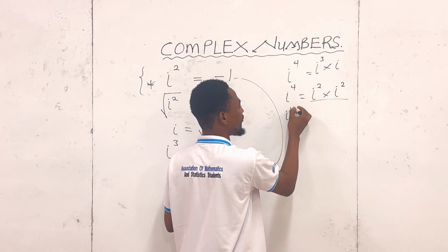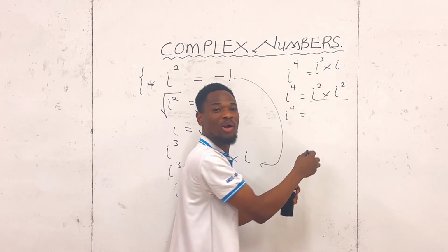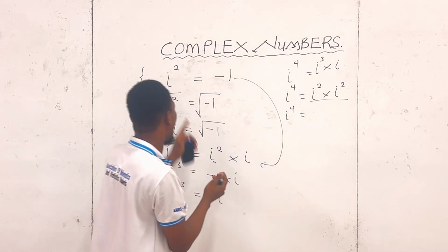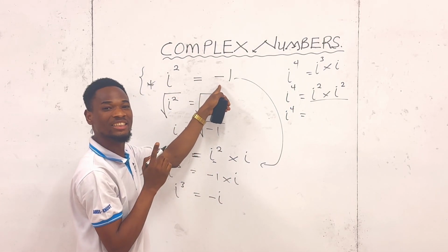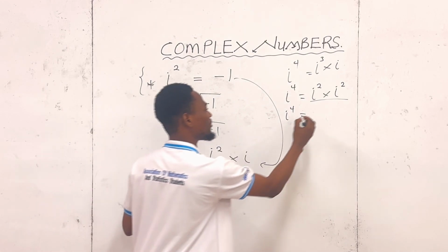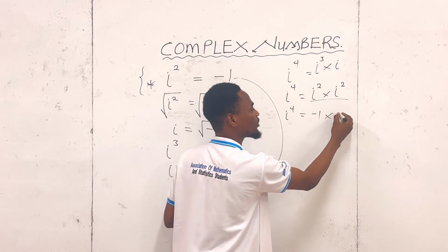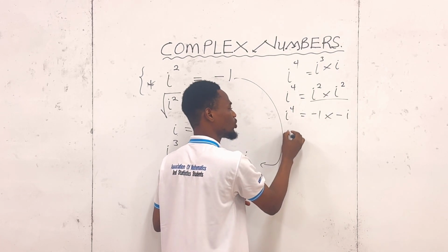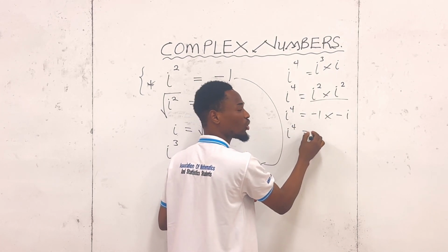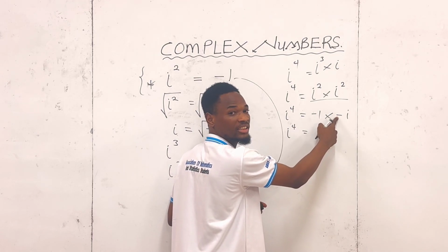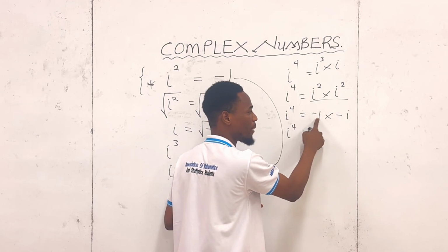So i raised to the power 4 equals i squared times i squared. Do I know i squared? Viewers, i squared is giving me negative 1. So I have my negative 1 times negative 1. So i raised to the power 4 is equal to negative times negative. When they combine, you get positive. 1 times 1 gives 1.